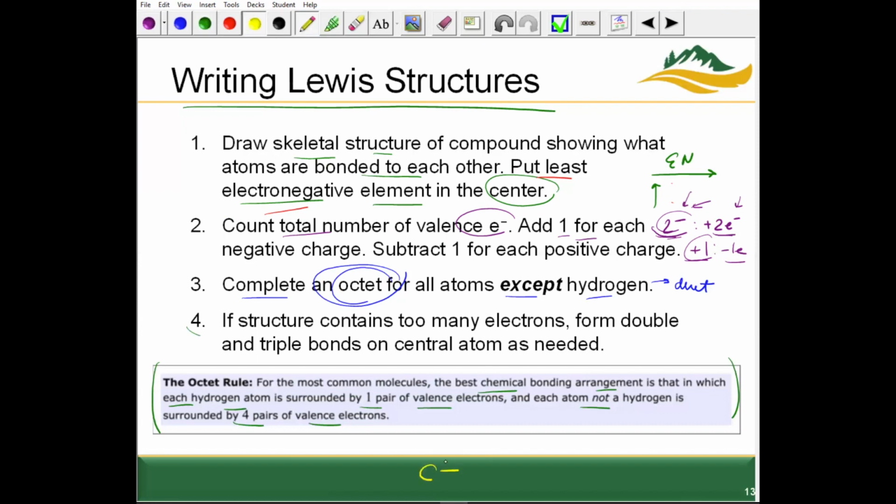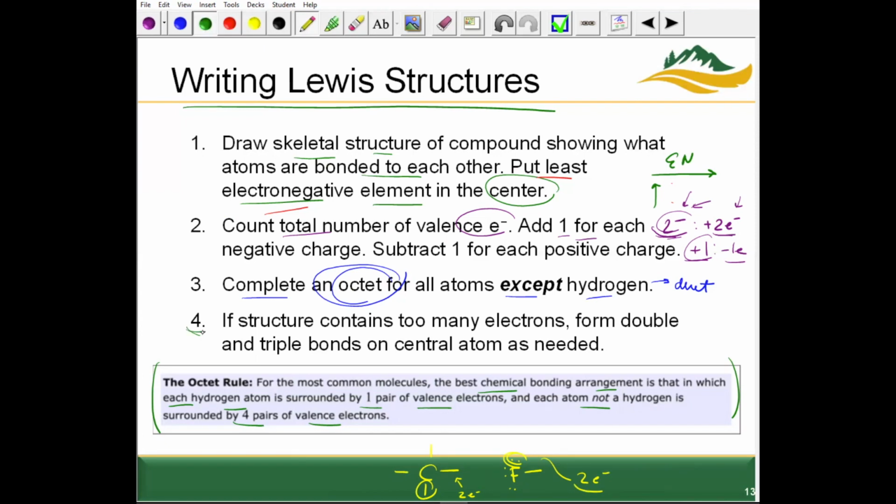4 pairs of valence electrons can be either in the form of a bond or in the form of a lone pair of electrons. This is a pair of electrons within that bond, right? Each bond holds 2 electrons. Then this lone pair of electrons is also, of course, a pair of electrons or 2 electrons.